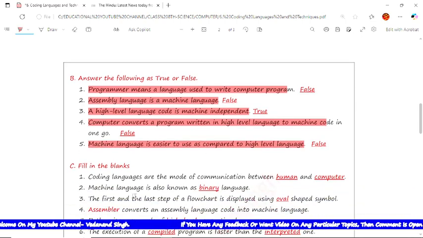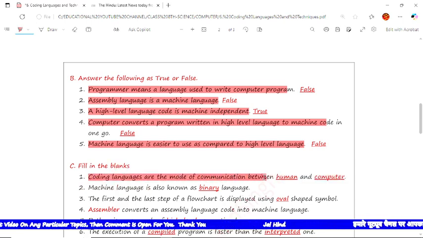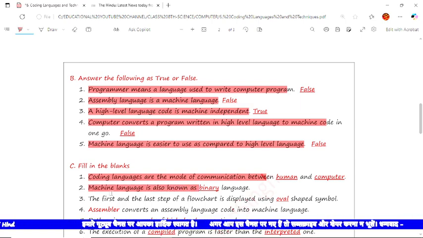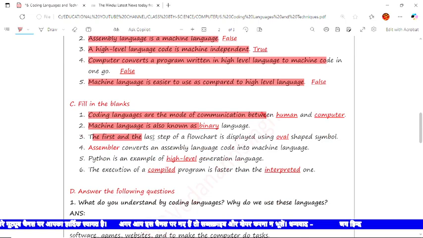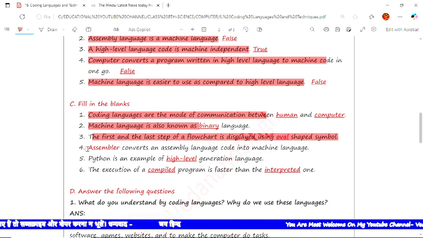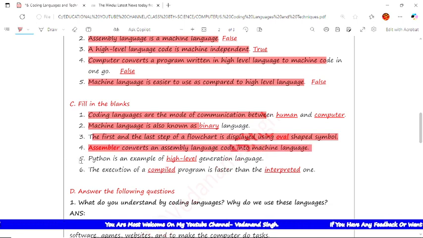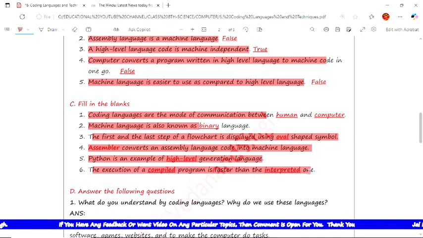The next is fill in the blanks. The first is coding languages are the means of communication between humans and computers. The next is machine language is also known as binary language, so you have to fill in binary. Now the next is the first and the last step of the flowchart is displayed using an oval shaped symbol. Now the next is assembler converts an assembly language code into machine level language. Now the next is Python is an example of a high level language. Now the next is the execution of a compiled program is faster than the interpreted ones.